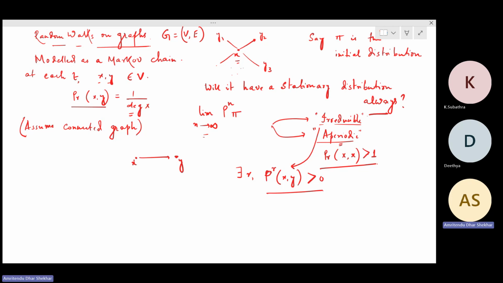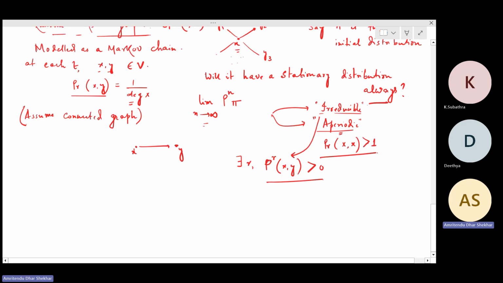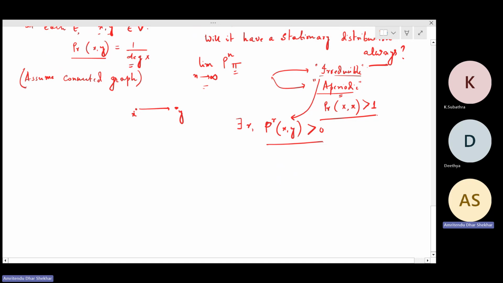Okay, but is it possible? So when I say that it will not have a stationary distribution, it means that it will be irrespective of the choice of pi. Now the question is, can I find a choice of pi?